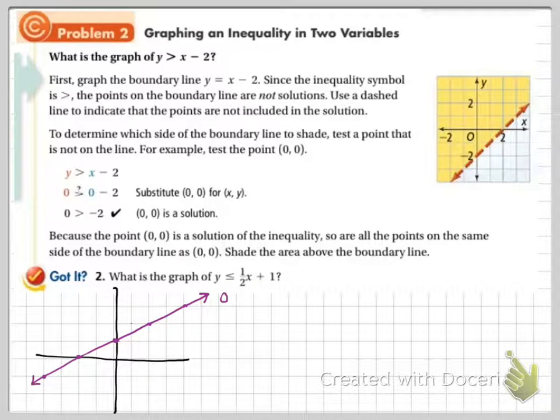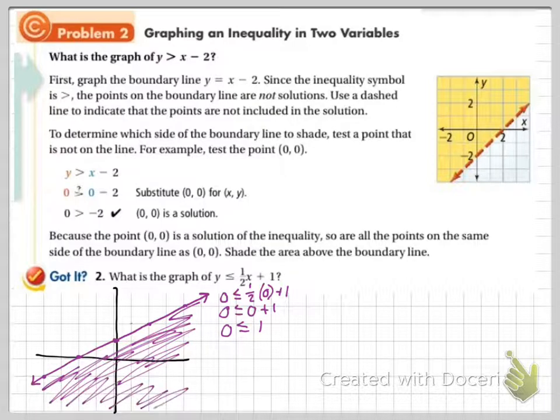So 0 is less than or equal to 1/2 times 0 plus 1. 0 is less than or equal to 0 plus 1. So 0 is less than or equal to 1. And that is true, right? 0 is smaller than 1. Since it is true, I go to the side that has 0, 0, and I'm going to color it in. I'm going to shade it in.